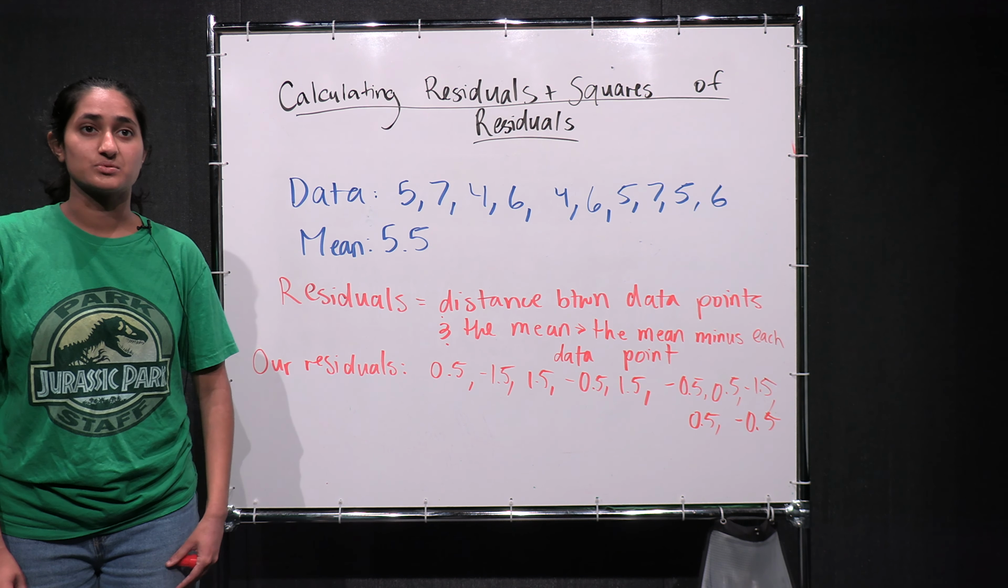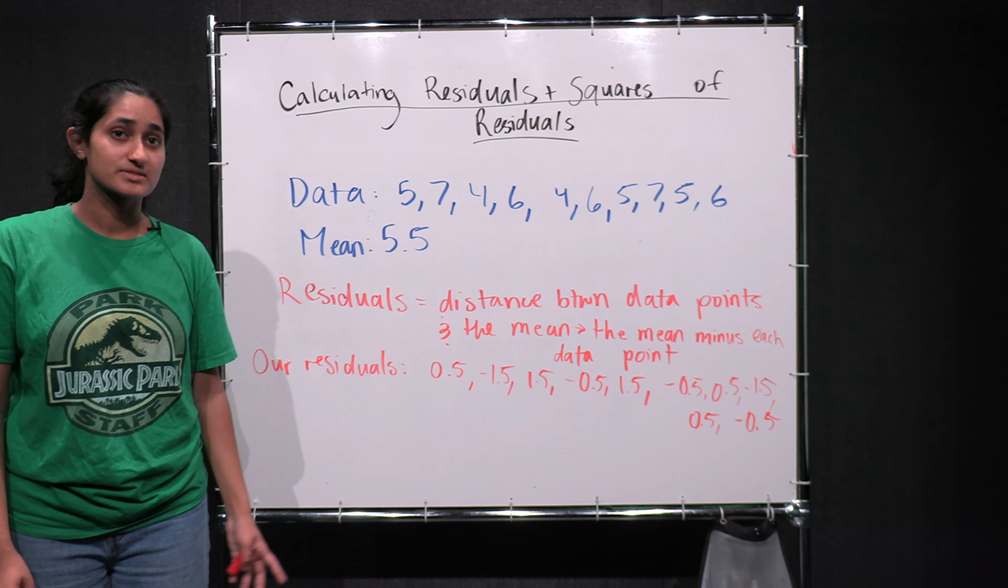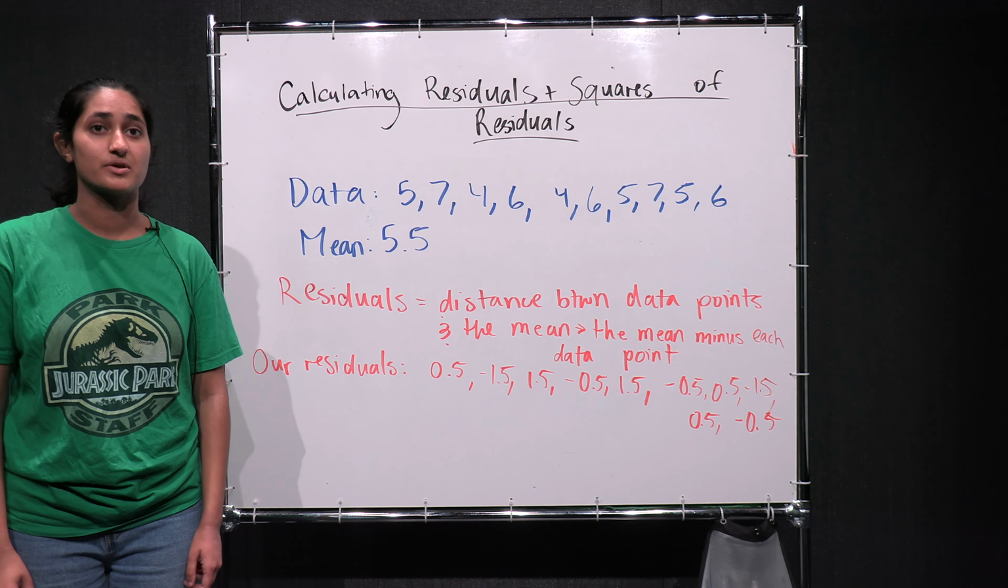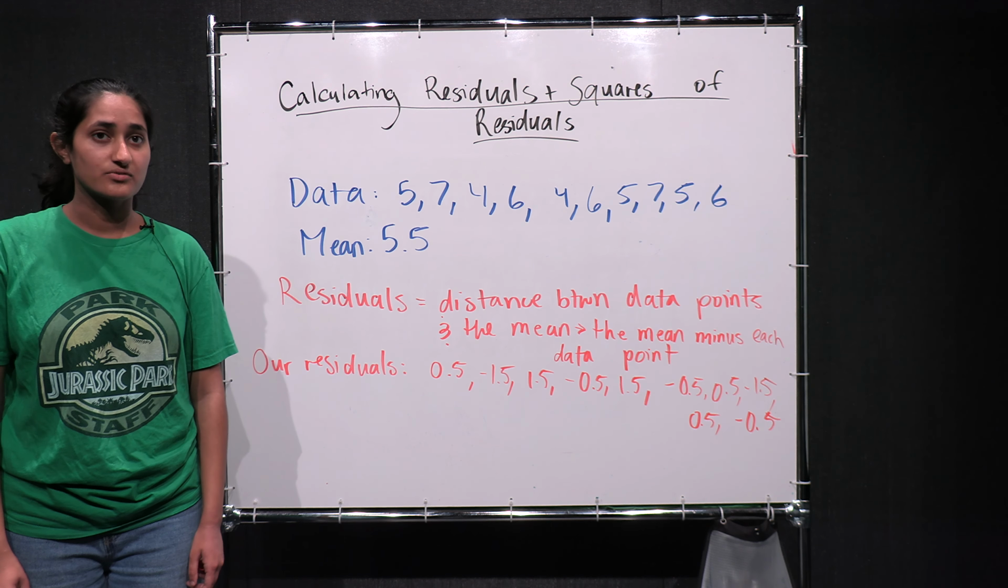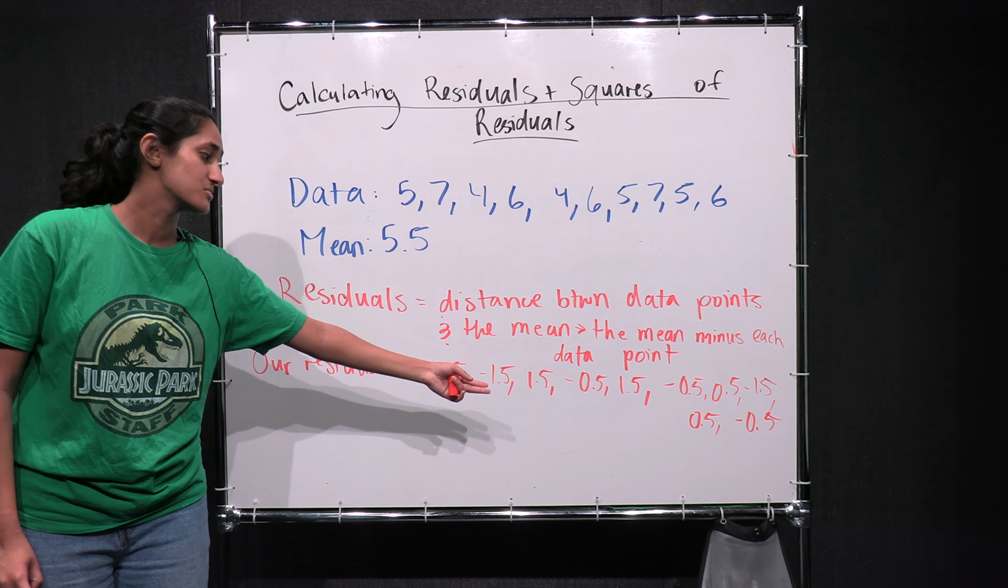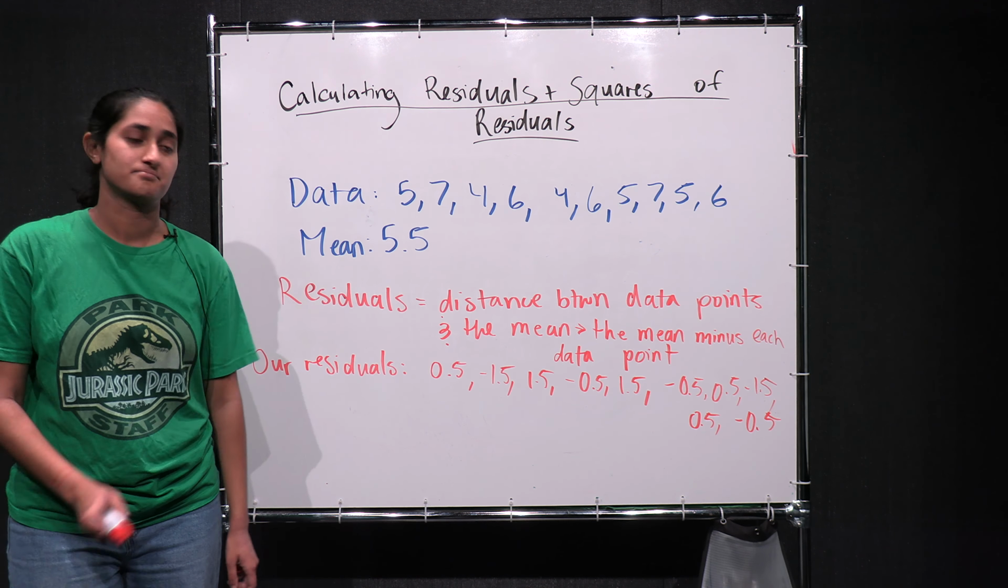The squares of our residuals are either 0.25, or since 15 squared is 225, then 1.5 squared is 2.25. So the values of our residuals squared will be 0.25, 2.25, 2.25, 0.25, and so on.